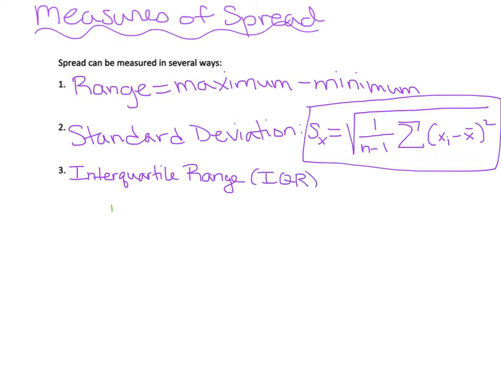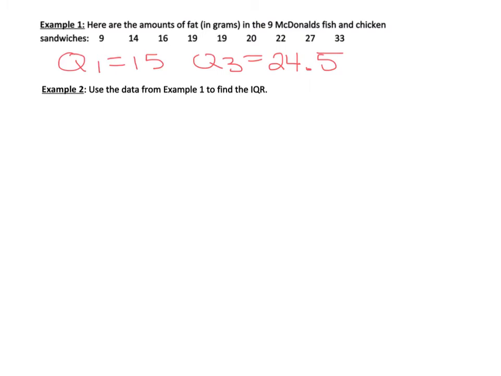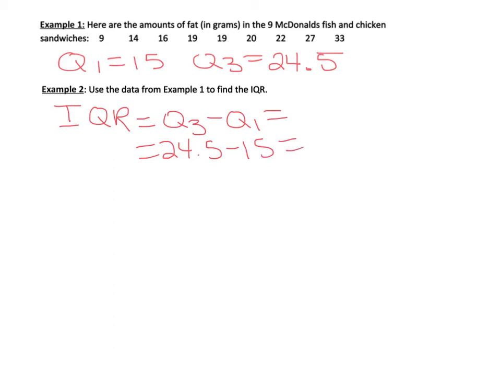So the interquartile range is going to be found by doing your third quartile minus your first quartile. So in the previous example we did, we had grams of fat, and we found that our first quartile was 15 and our third quartile was 24.5. Finding the IQR here is actually fairly easy. You're just going to subtract those two. To make it even easier, you're always allowed to use a calculator in this class, so you actually really don't have to do much thinking at all. So it shouldn't be too hard. You should get 9.5.